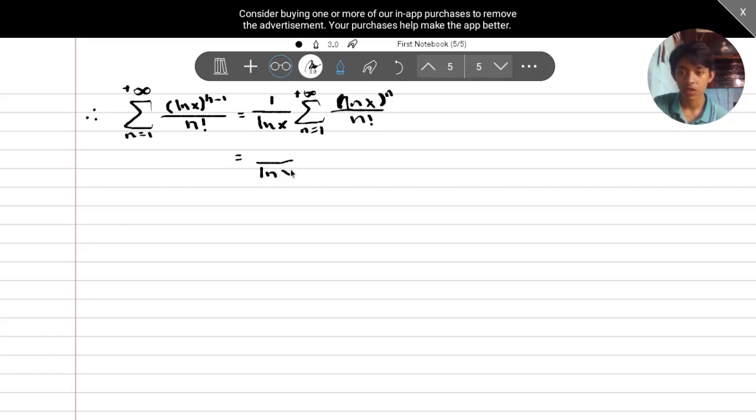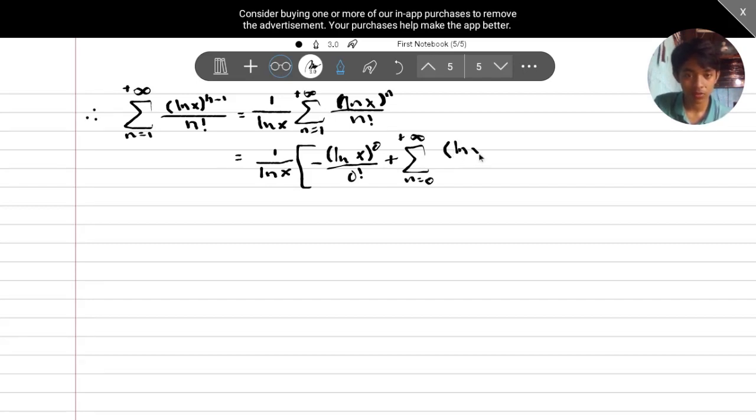So this is just negative 1 times ln x raised to 0 divided by 0 factorial, plus this series, but right now we have n equals 0 because we have a 0 term in front of the sum, and we have ln x raised to n all over n factorial. So can you agree that these are equal?